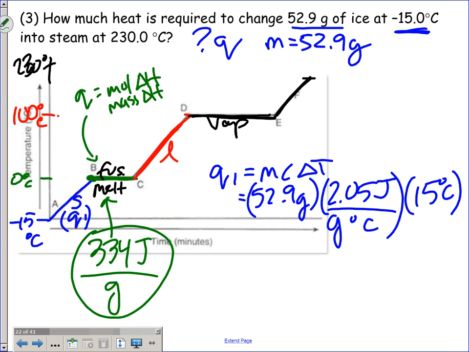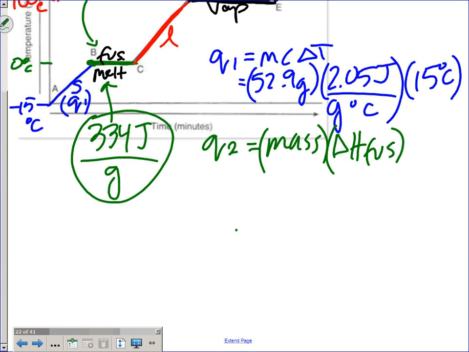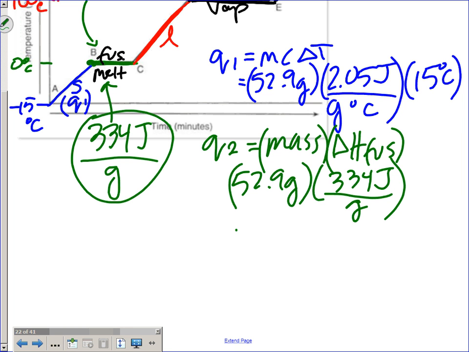So I'm going to say Q2, which is this green section here, which is a phase change Q. The energy it takes to melt is mass times delta H of fusion, because it is melting. There's just two variables here. What's the mass again? What's the mass of our substance? 52.9. And this value that I just pulled off the reference table is going to be what I plug in here. So 334 joules per gram. What units cancel? Grams, we're stuck with joules, which is good. This is in joules, this is in joules, we're doing great.